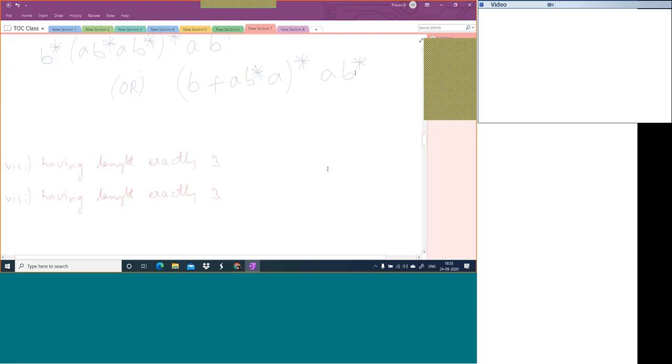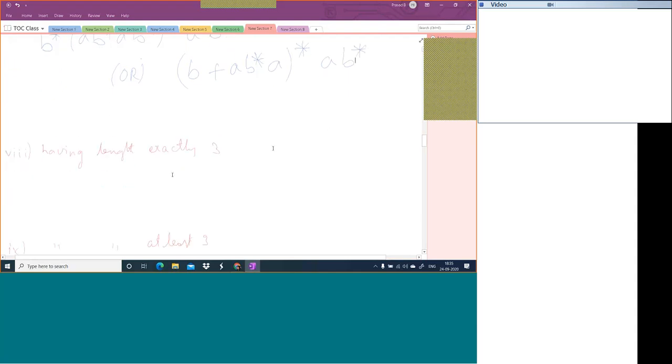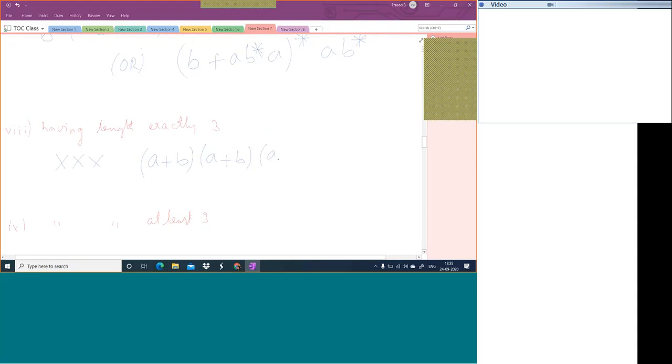Length exactly 3. It's good, Samiksha. So the length means here this is length 1, length 2, length 3. The first symbol can be what? Either A or B. And second symbol can be A or B. Third symbol can be A or B. So this is the expression for length exactly 3.